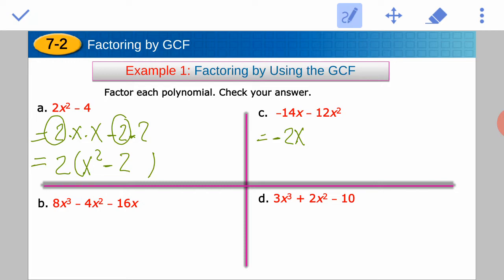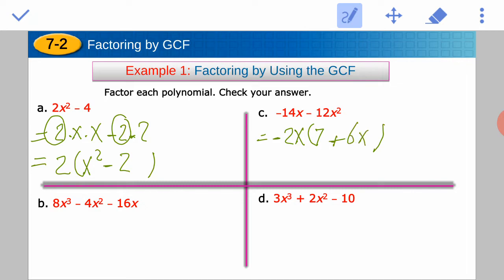We factor out this, and we draw parentheses, and we expect a binomial because we started with a binomial. How do we get whatever is inside? You ask yourself, negative 14x is equal to negative 2x times what? Times 7. Yes. Negative 12x squared is negative 2x times what? Times 6x.